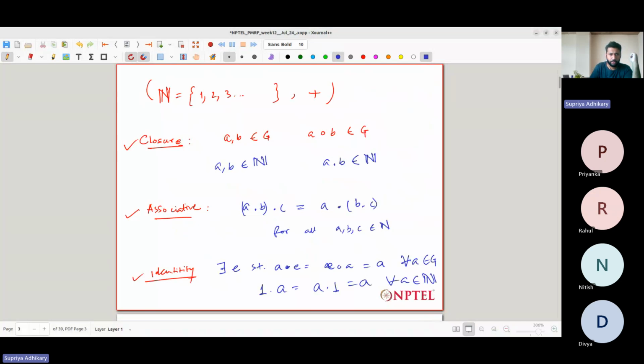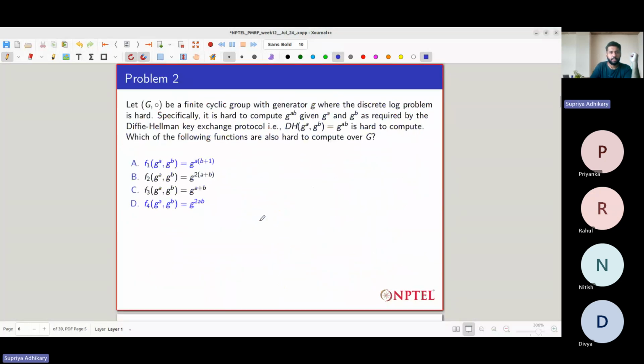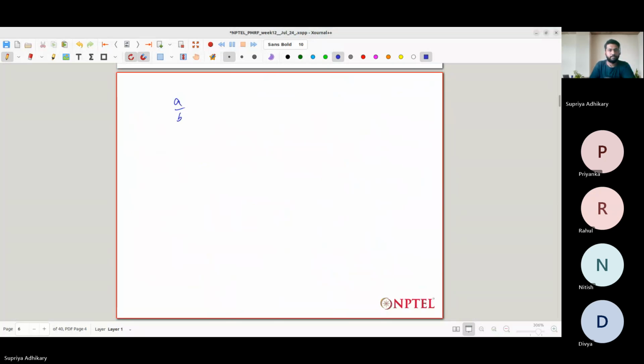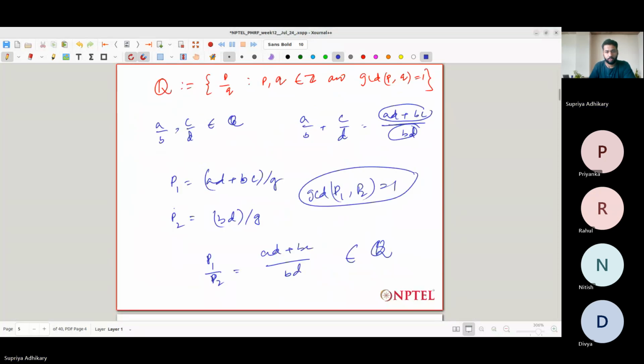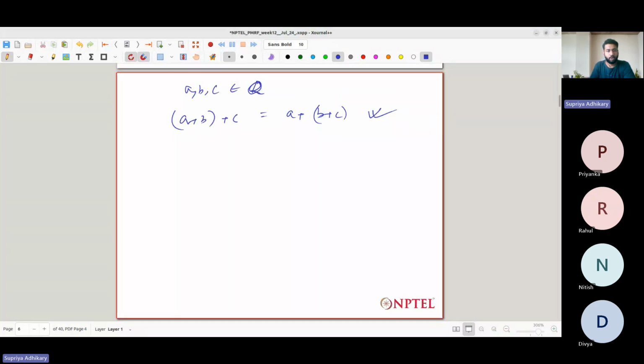Now if the closure property is satisfied, then the associative property is very easy to verify. The associative property basically states that if we have A, B, C in Q, then the addition of two rational numbers and then adding C should be exactly equal to the other grouping. This is the property of the addition operation over all real numbers, not only the rational numbers. So the associative property is also true. So closure property is true, associative property is true. What about identity?